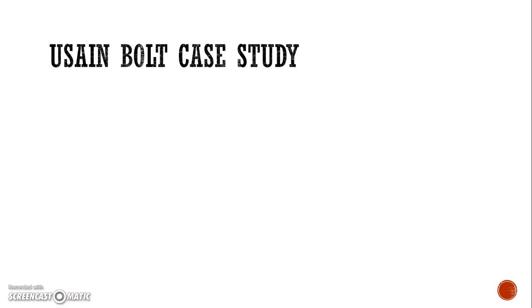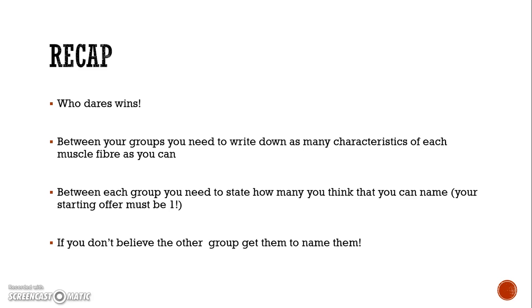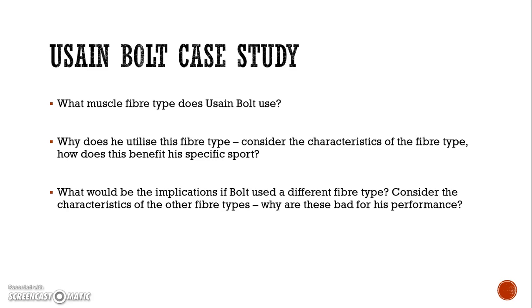All right, Usain Bolt case study. You should consider this for a type 1 athlete, a type 2A athlete, and a type 2B. So I've got a type 2B Usain Bolt. This was actually a study task I set you before you went to Sealyham. What I wanted to know is what muscle fiber type does Usain Bolt use? Okay, he uses a 2B. It's obvious. So why does he utilize this fiber type?